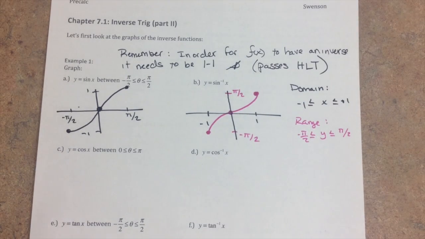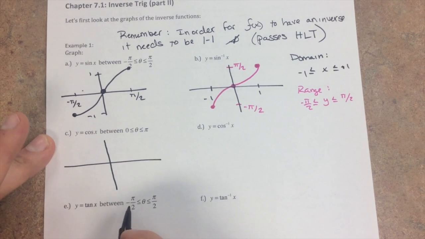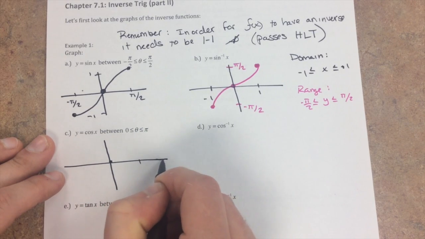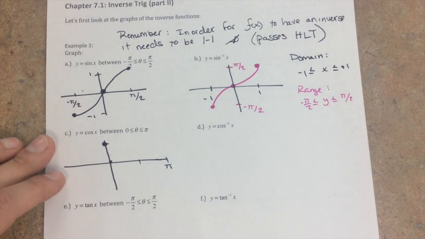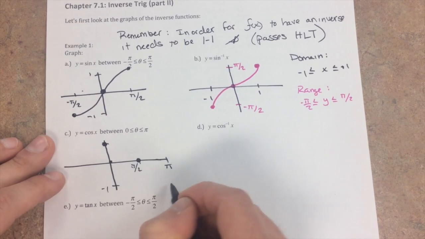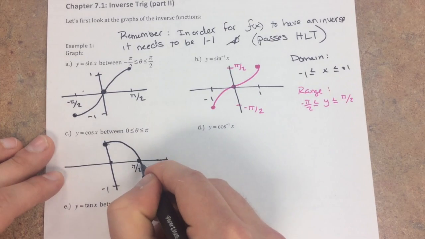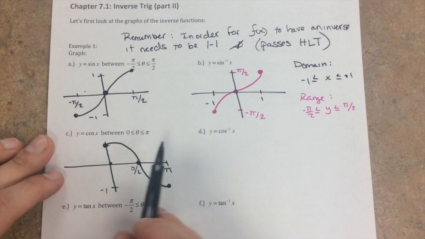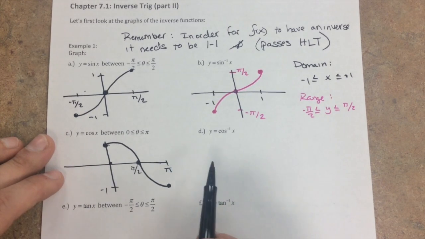Okay. For inverse, so graphing cosine. Cosine is a little bit different because we're going to graph it from 0 to pi. Now remember, cosine starts at the amplitude, then it goes down, and then it goes down to negative 1. So cosine looks something like this. This also passes the horizontal line test. If I went back any further, it would fail. If I went further past pi, it would also fail.